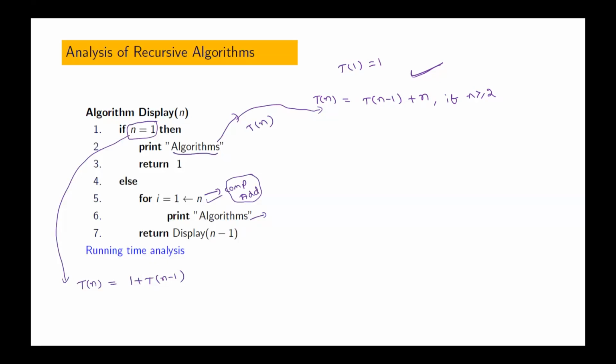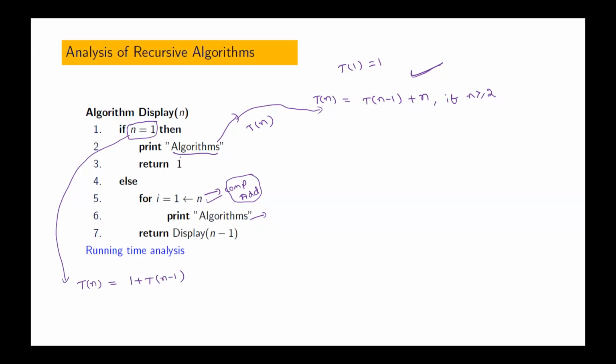Last class we stopped at this point. If T of n is the number of times the algorithm is displayed when n is supplied as input, then give a recurrence relation for T of n. What is the recurrence relation for T of n?